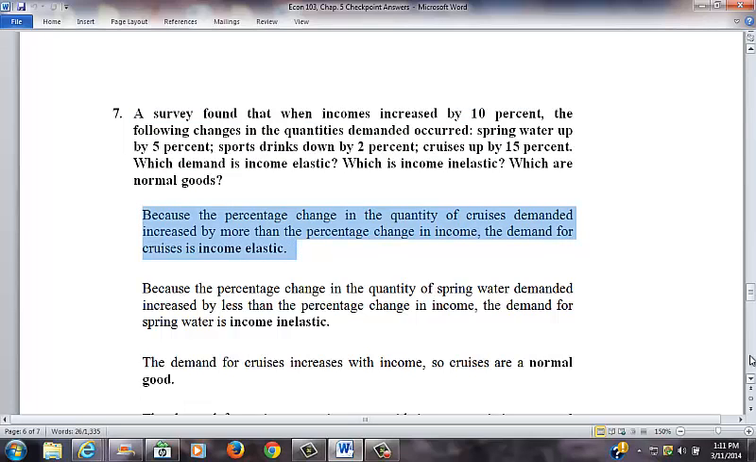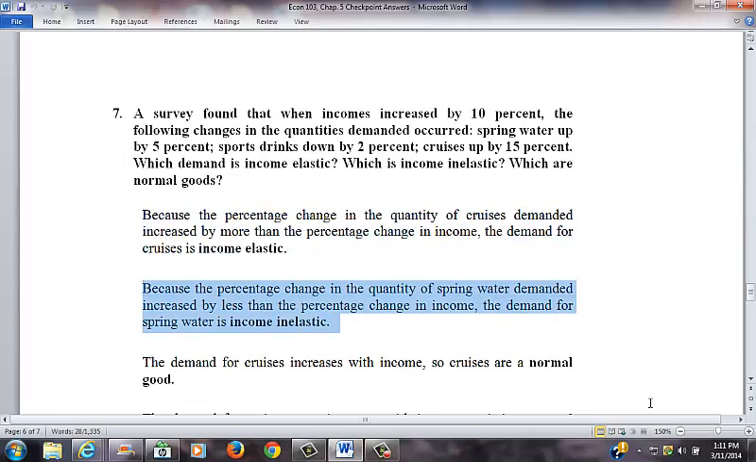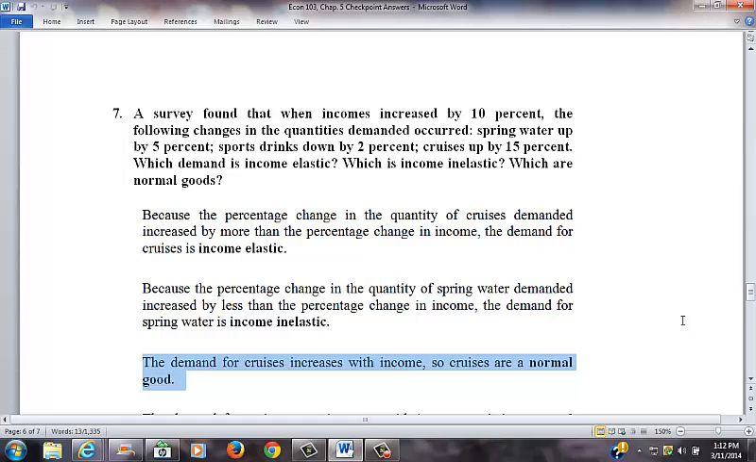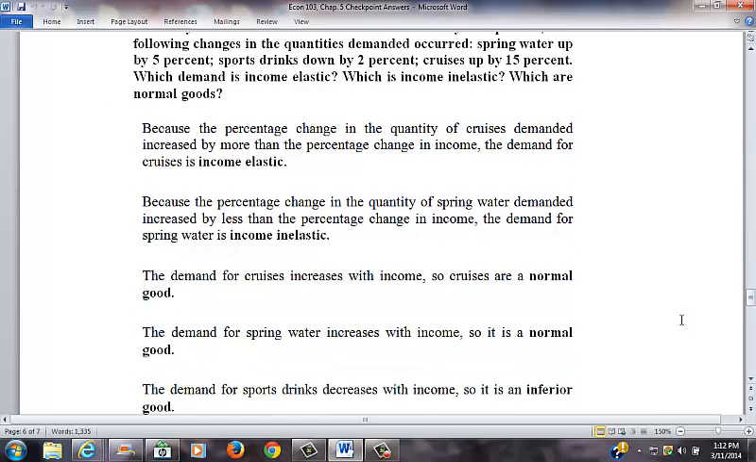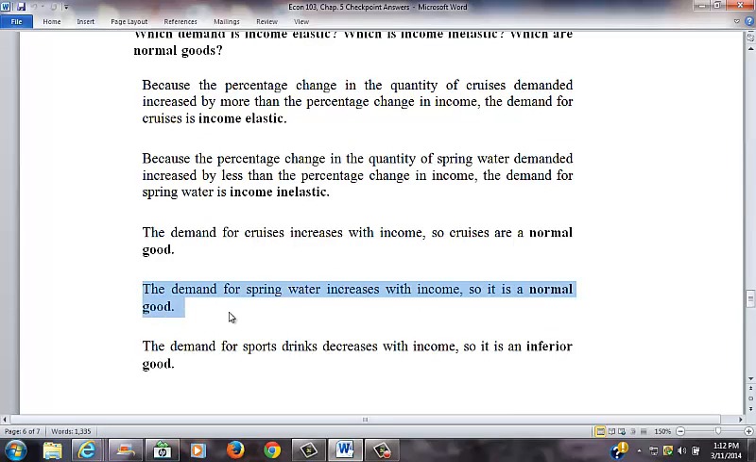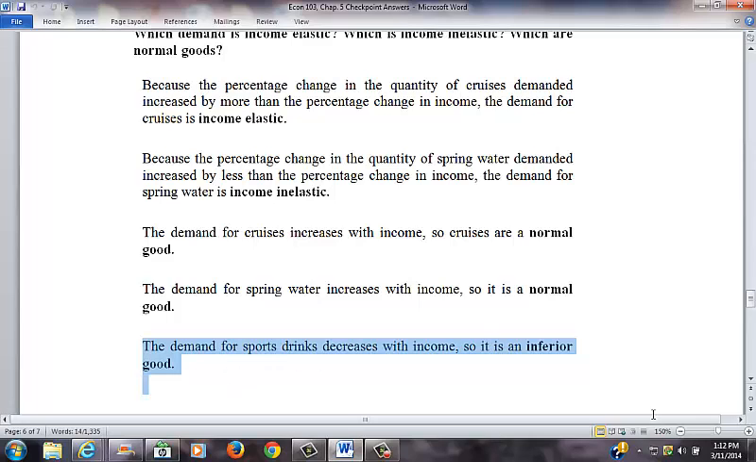Because the percentage change in the quantity of cruises demanded increased by more than the percentage change in income, the demand for cruises is income elastic. Because the percentage change in the quantity of spring water demanded increased by less than the percentage change in income, the demand for spring water is income inelastic. The demand for cruises increases with income, so cruises are a normal good. The demand for spring water increases with income, so it is a normal good. The demand for sports drinks decreases with income, so it is an inferior good.